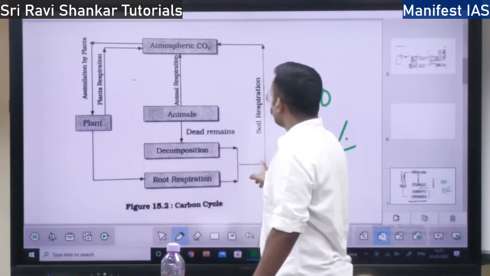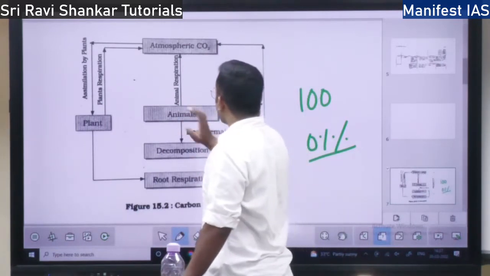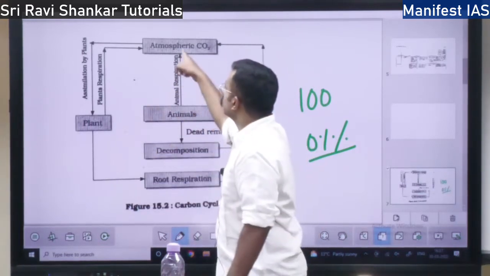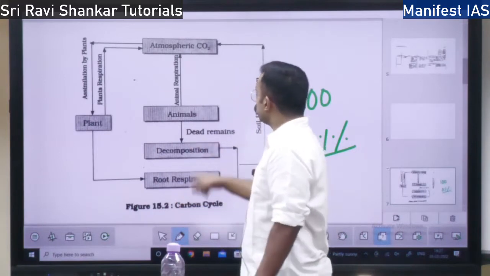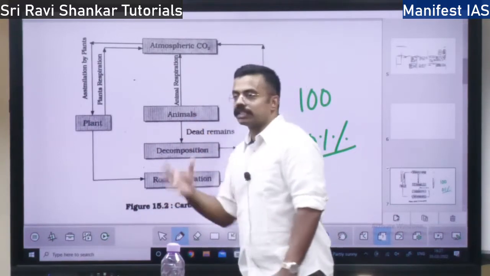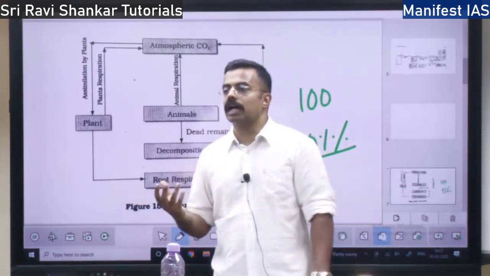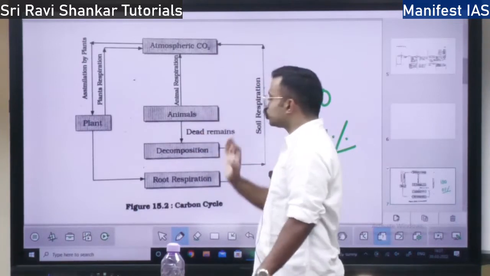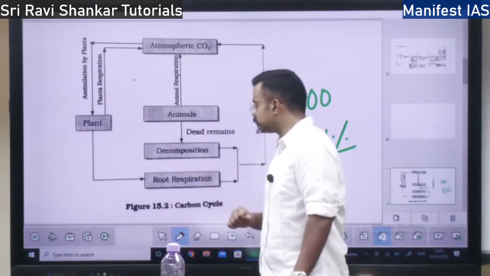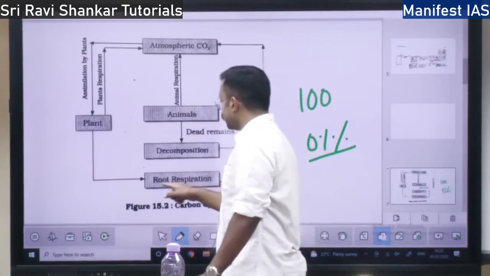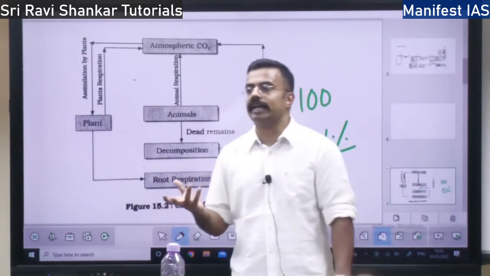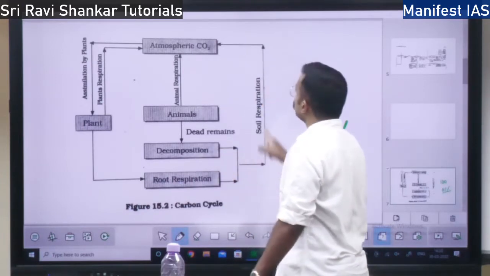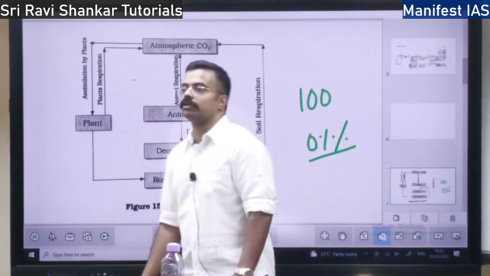One more thing is, here you have animals. So animals via respiration give out carbon dioxide that goes to the atmosphere. And also in the animals, our body is made of carbon, so a lot of carbon will be there. Once we are dead, that carbon will be decomposed by the decomposers, right? Also roots give out carbon dioxide via respiration.